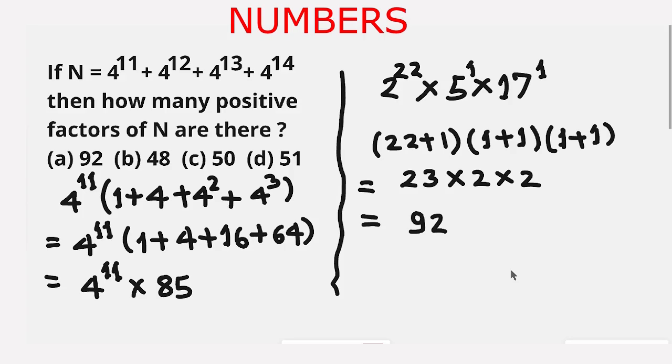This is the total number of factors of the given number, and from the given options our answer is option A, 92. I hope you have understood the method of solving such types of questions.